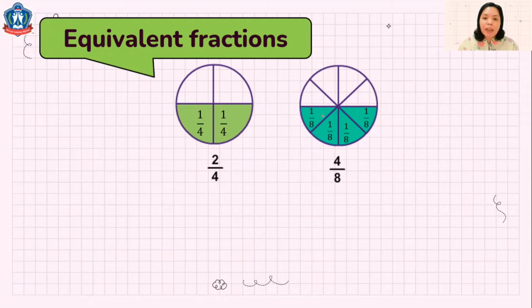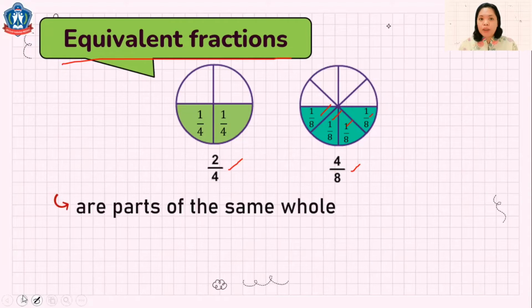So look at the picture. Are they the same? Okay, so these two fractions, children, 2/4 and 4/8, are what we call equivalent fractions. So what are equivalent fractions? Equivalent fractions are fractions that have the same parts in one whole or the same whole. So if we take a look at the drawing, both of these fractions are half of the one whole.